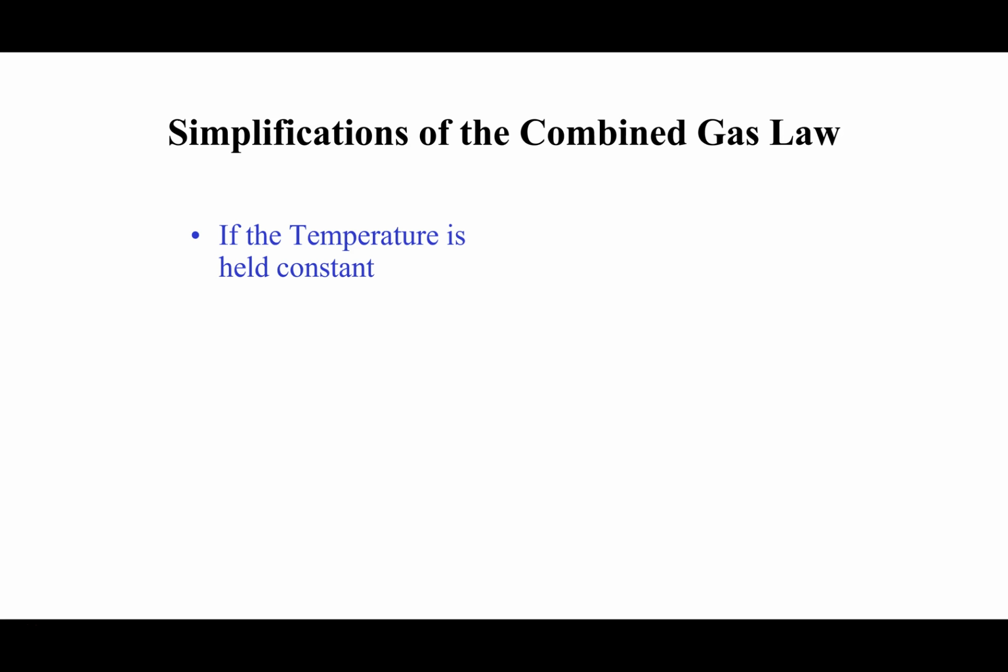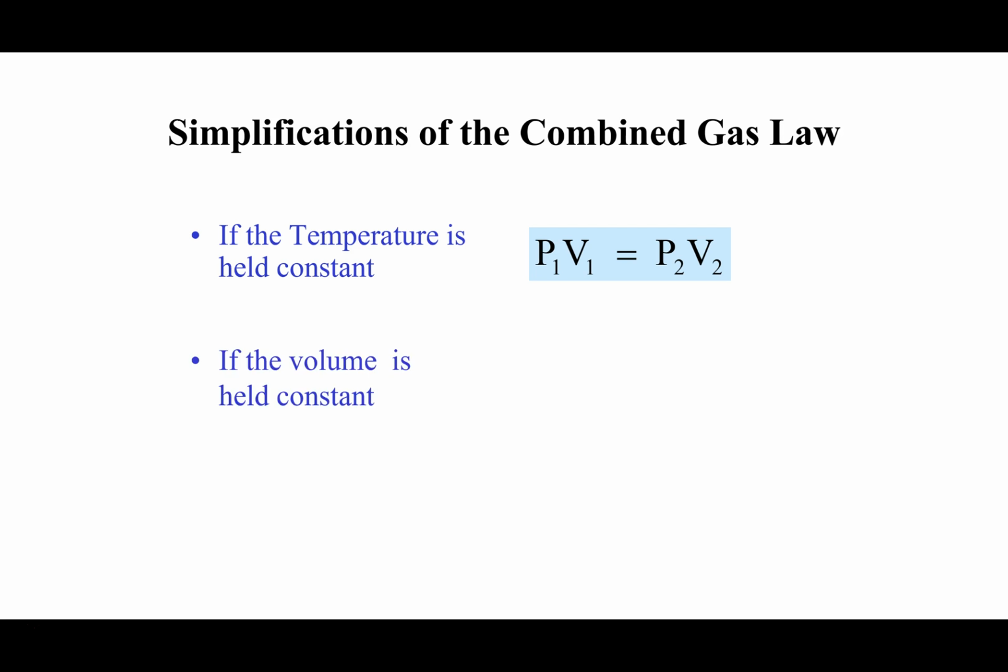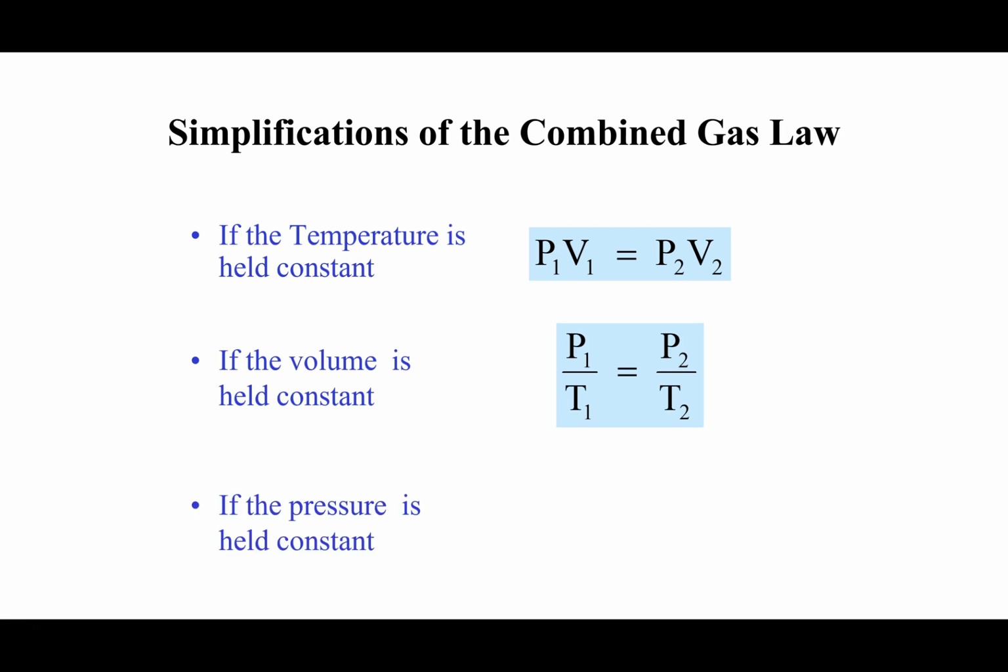Okay, like I said before, this combined gas law actually changes up. If T is held the same, it looks like this. If volume is held constant, then that term drops out. So you have a ratio of pressure to temperature, like this, in state 1 and state 2. Okay, one last one. If pressure is held constant, then you have the relationship between volume and temperature like this.